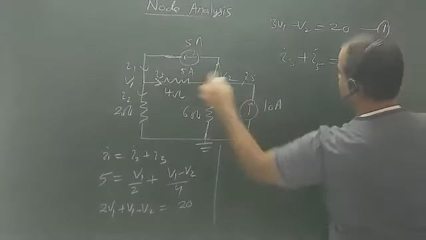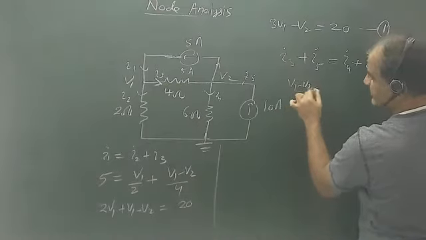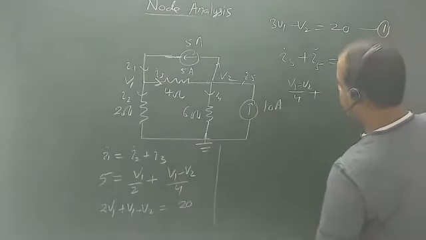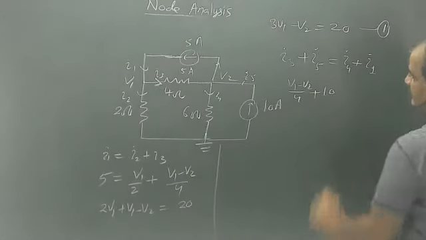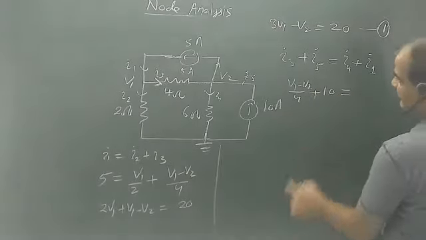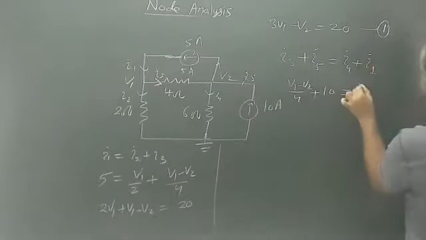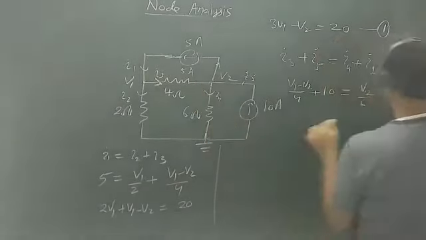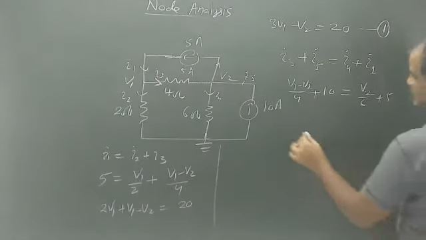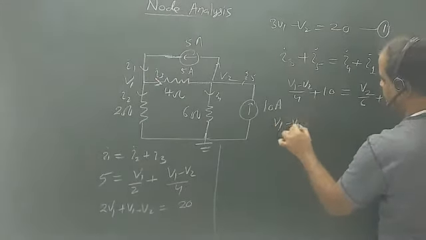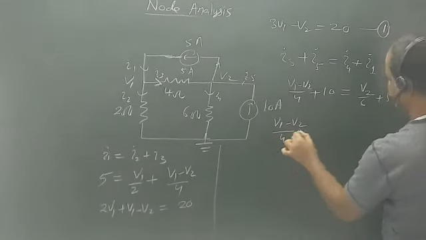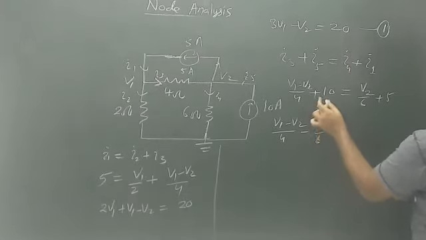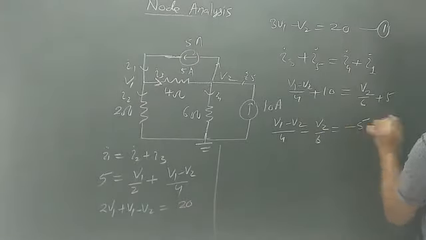I3 कितना है? Again V1 minus V2 divided by 4. I5 is 10 already given. Okay. I4 is V2 by 6 and I1 is 5. Okay, 5. So I can solve it. V1 minus V2 divided by 4 minus V2 by 6. Okay, and this will give me minus 5.